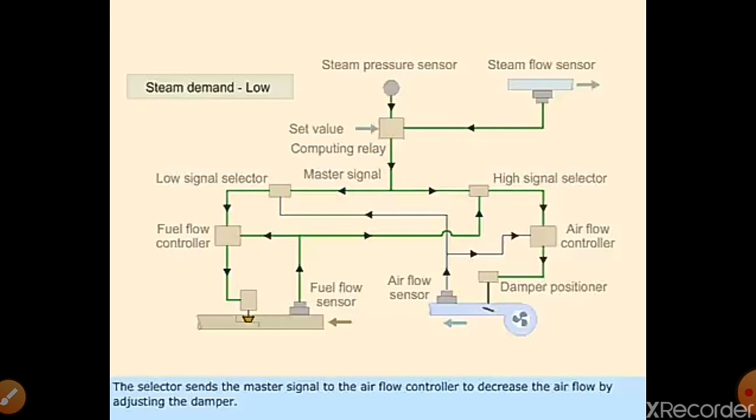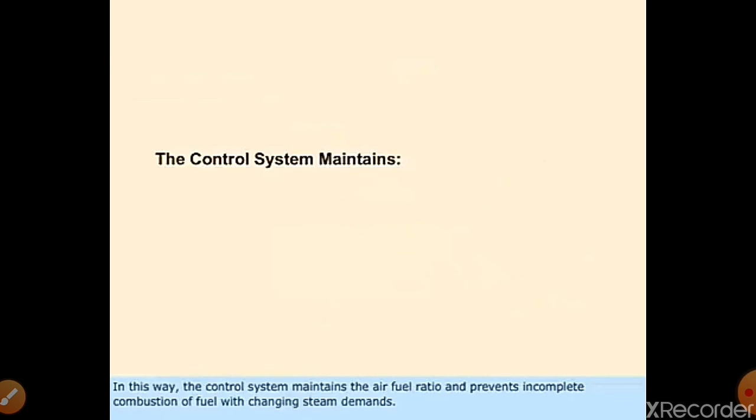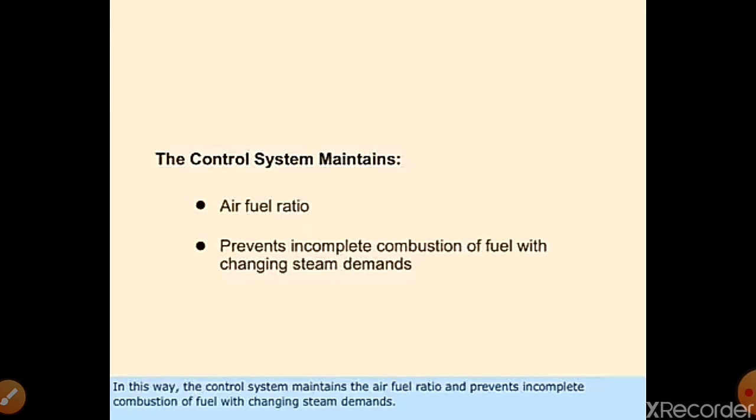So in that way we can control the automatic combustion control system. The control system basically can maintain two things: the airflow ratio, and prevent incomplete combustion of fuel with changing load.